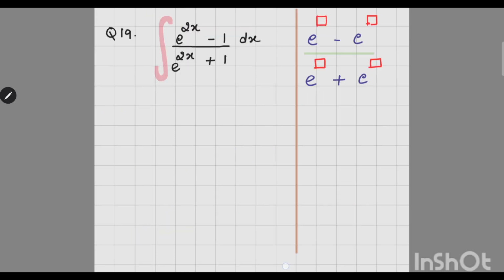So now we will solve the 19th one. So we have to find the integral of e to the power 2x minus 1 divided by e to the power 2x plus 1 with respect to x.